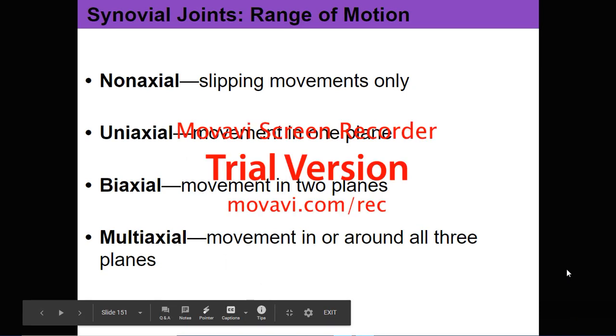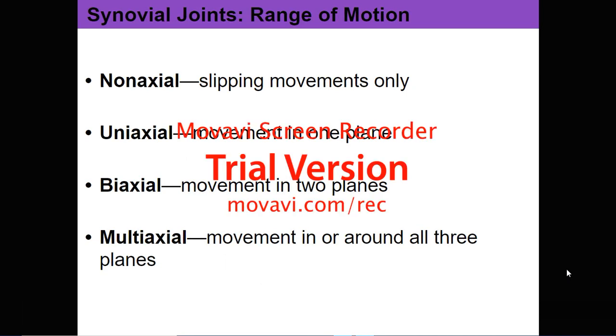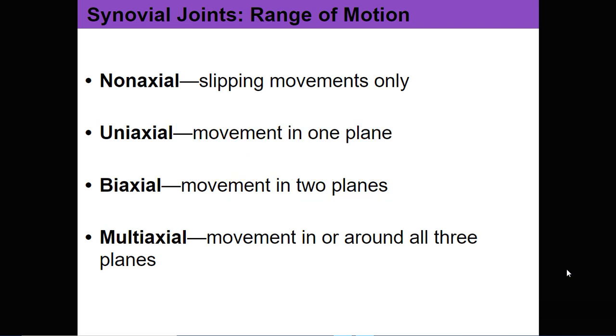So now we're going to talk about the range of motion of synovial joints. And again, we're going to go over in the next few slides examples of each one of these, and where you can see locations of each one of these. But non-axial, this is your slipping movements only, also a lot of times referred to as gliding movements.